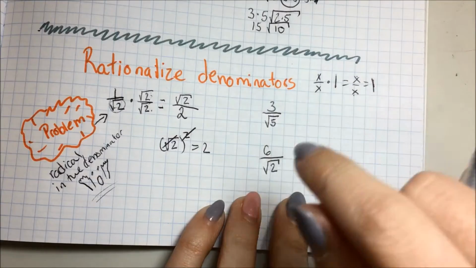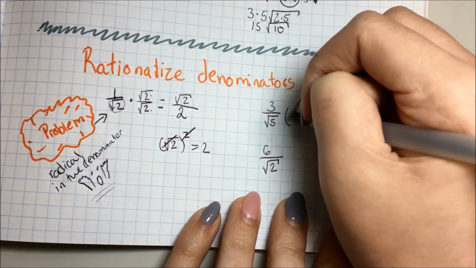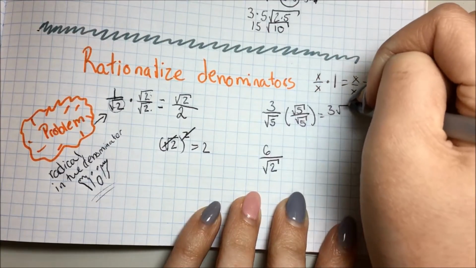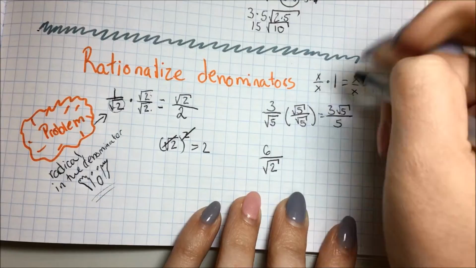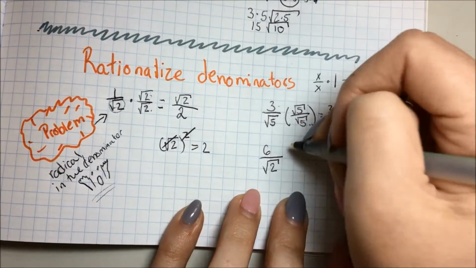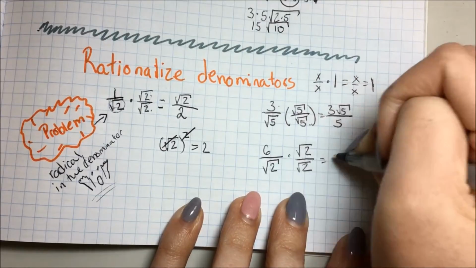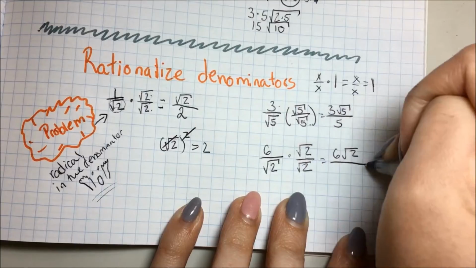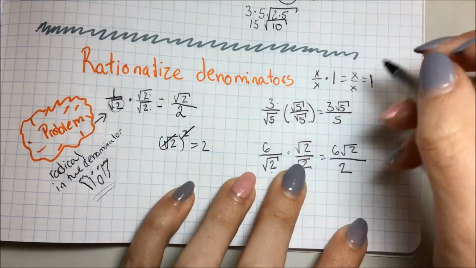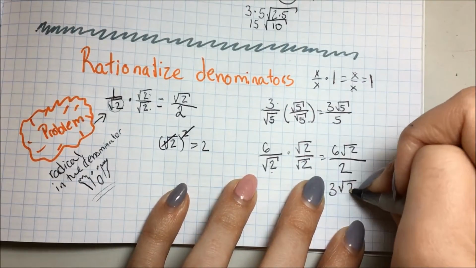Okay, I'm hoping that you paused because I'm going to go over it now. So I'm going to multiply the top and bottom by the radical in the denominator. Radical 5 times radical 5 is 5, and I just have 3 times 5 on the top. This one I'm going to choose radical 2. That's 6 radical 2 over radical 2 times radical 2, which is just 2. Ooh, I have little integers I can cancel there. So this is really 3 radical 2.